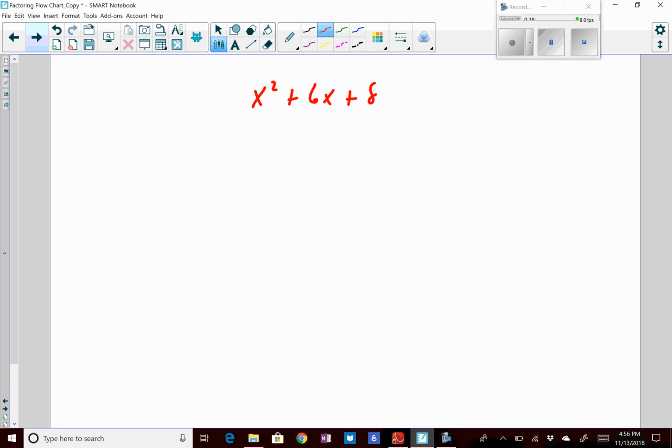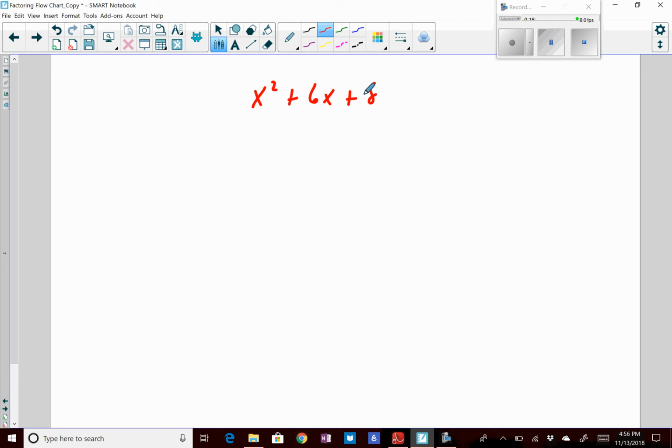Okay, again here, starting out looking for a GCF other than 1, and that does not exist for this expression. So the next thing we see is that we've got a trinomial, and again, first thing we examine is whether or not we have a perfect square trinomial. Well, the first term is a perfect square. The last term is positive. However, the 8 is not a perfect square.